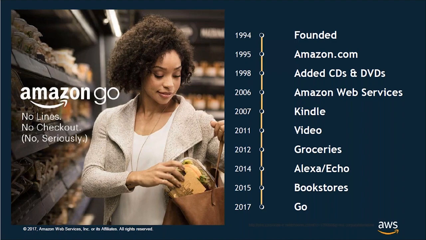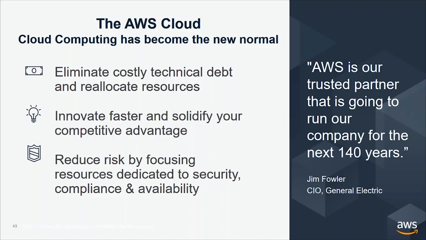And since our creation in 2006, we've grown to serve millions of active customers every month across 190 countries. And we've developed into a $10 billion run rate business faster than any other technology company in history. And we've gotten here because we keep customer obsession and constant innovation behind everything that we do. Cloud has become the new normal, either to deploy new applications or to transform on-premise applications and to gain new efficiencies.